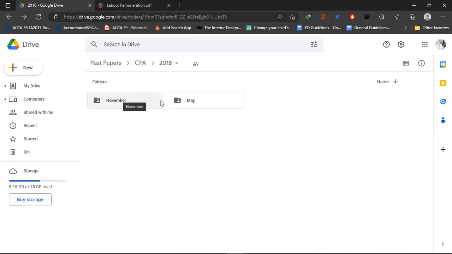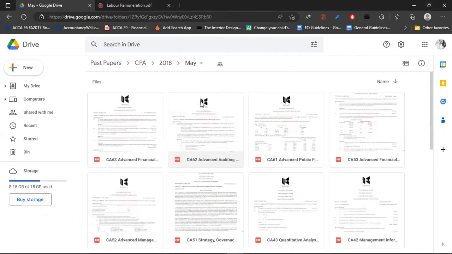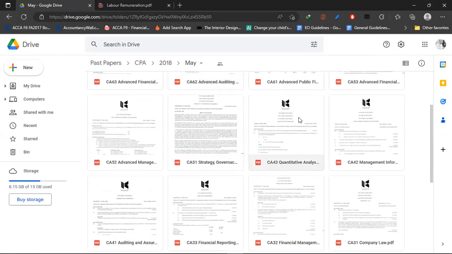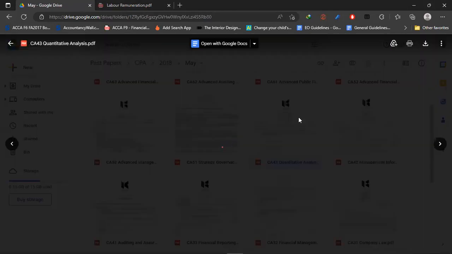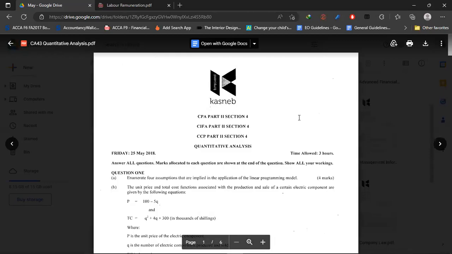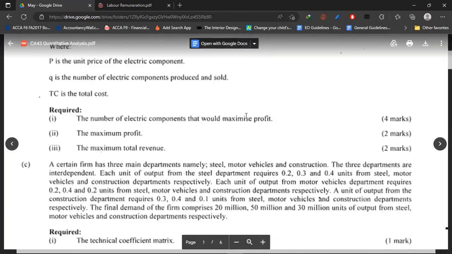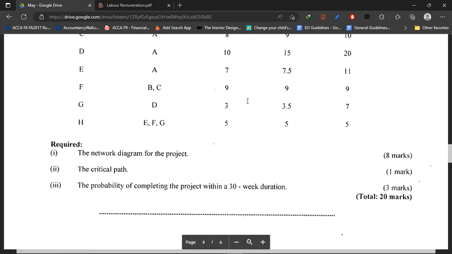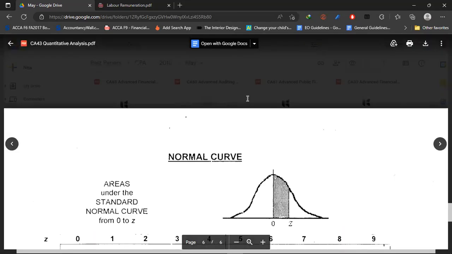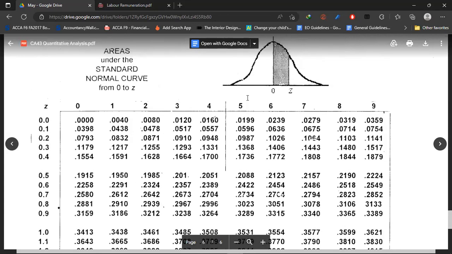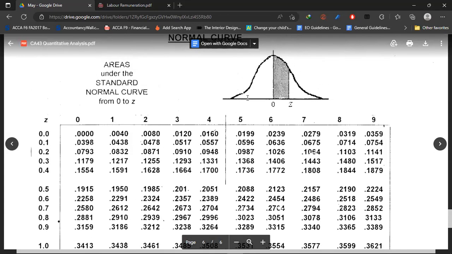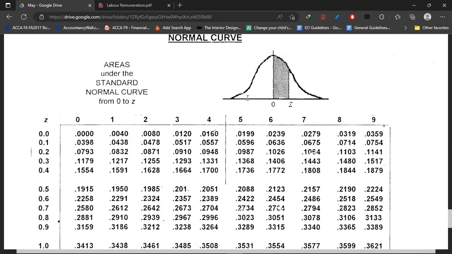So let me look at the same sitting, but another paper called quantitative analysis. Let me see whether I can get that normal distribution table there. Don't mind the subjects. What we are interested in is a table, which I can see there. Good. So when you look at this normal distribution table, the examiner will always provide it, and you can see they are calling it the normal curves.